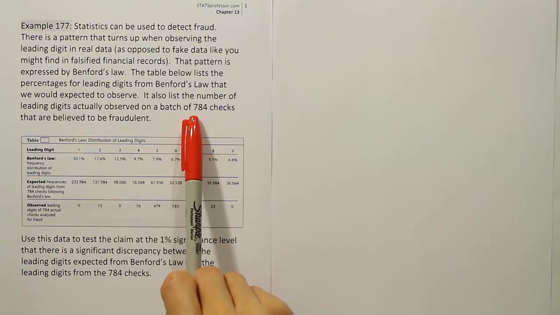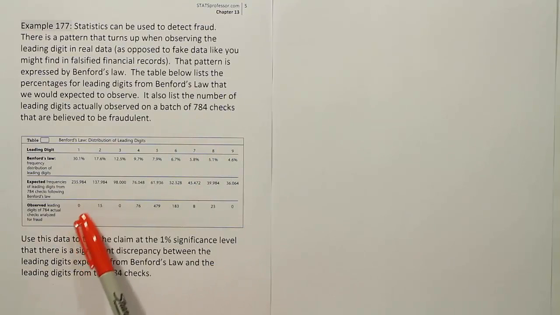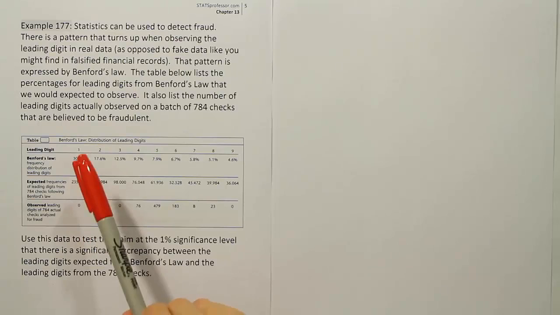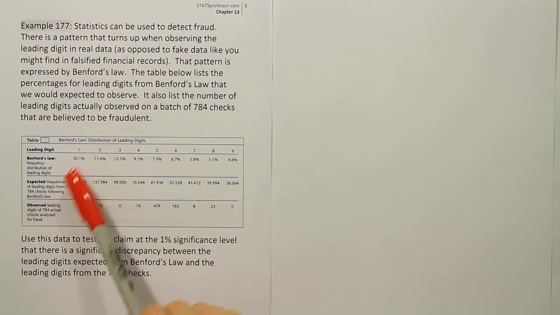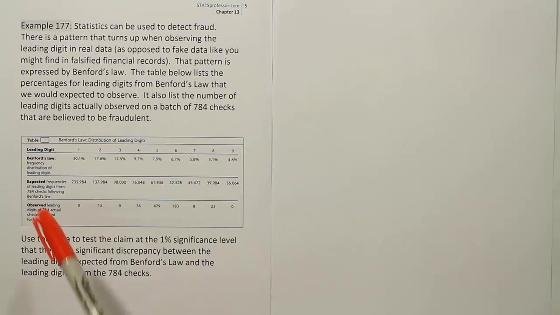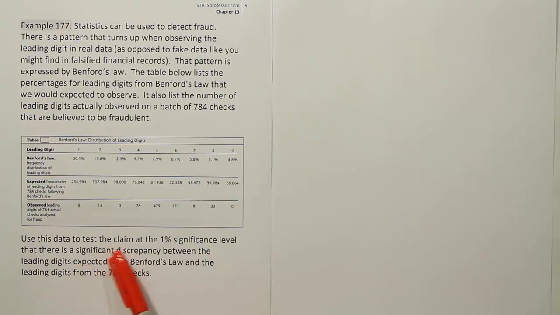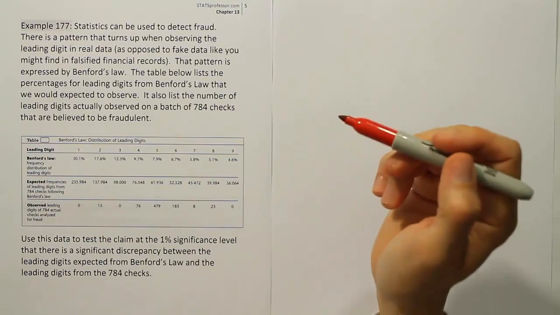It turns out that among all these 784 checks, none of them started with a leading digit of 1. So that's kind of suspicious because we expected 30% of them to start with 1 if this law holds, and that normally does hold for legitimate checks. Okay, so they ask us to test this claim at the 1% significance level, and the claim is that there's a significant discrepancy. So I'm going to go ahead and copy that down as our claim, and then from there we'll finish working out the problem as we normally do in hypothesis testing.